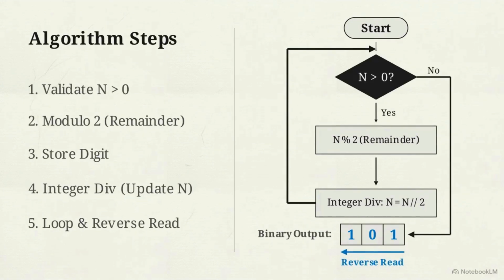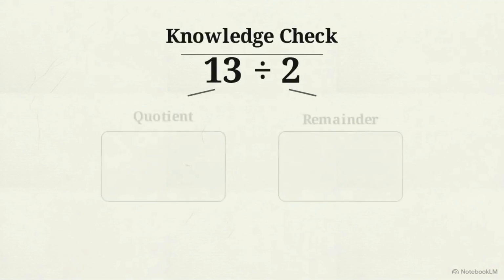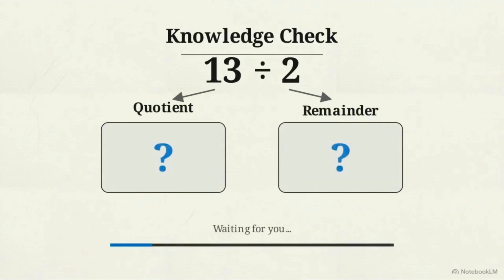Once we finish, we take our sequence of extracted remainders and read them in exact reverse order. Let's test this before writing any code. If your starting number is 13, what are the exact integer quotient and remainder when you divide it by 2? Take a second to calculate that mentally.